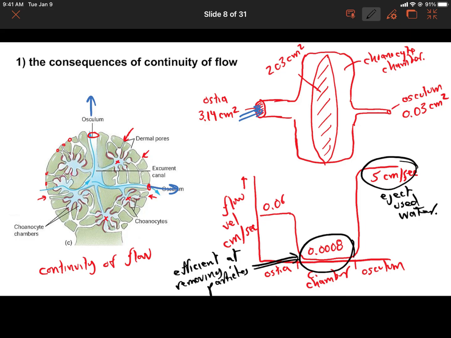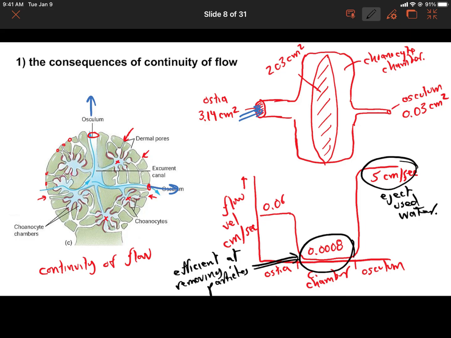Okay, so slow flow in the choanocyte chambers leads to very efficient removal of particles, and high flow at the osculum leads to them shooting that used water far away from themselves, where hopefully they will never see it again. They will never take it into their bodies again because there's nothing in it anymore. Okay, this is all just continuity of flow. Their bodies are sort of arranged to take advantage of this.